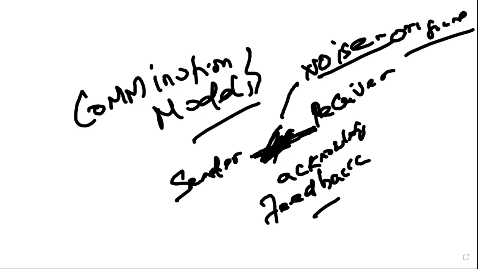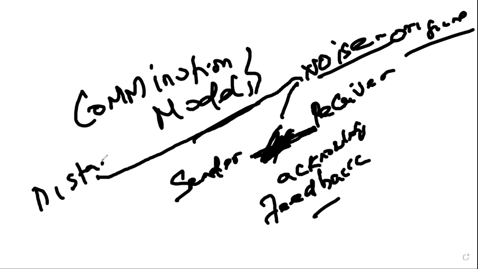So your communication is interrupted. The actual noise is interrupting your communication between you and your audience, right? So noise is one of the important interruptions. And above all, the interruption can come based on the distance.